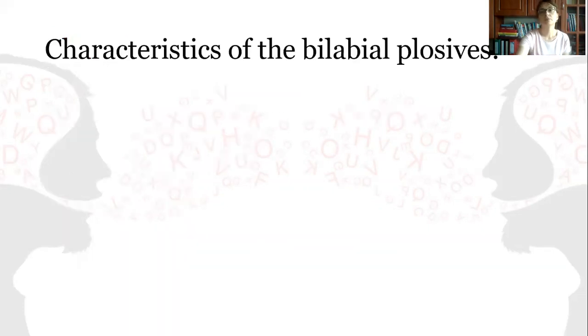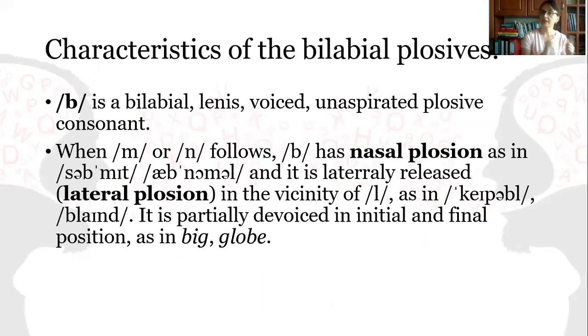Now let's get to the characteristic of the other bilabial plosive, which is b. It is a bilabial lenis voiced and an unaspirated plosive consonant. So when m or n follows, b has nasal closure, as in submit, abnormal, and it is laterally released. There's lateral closure in the vicinity of l, as in capable, blind. It is partially devoiced in initial and final position, as in big or globe.